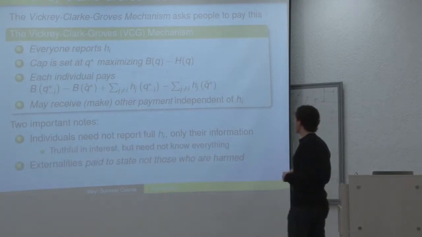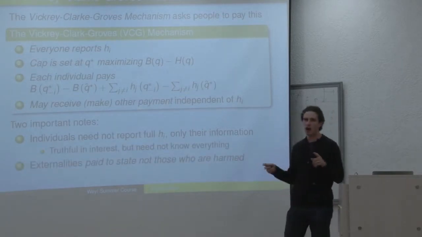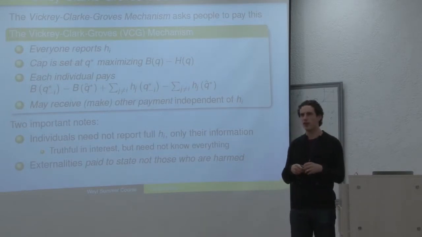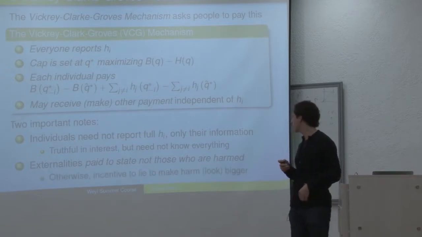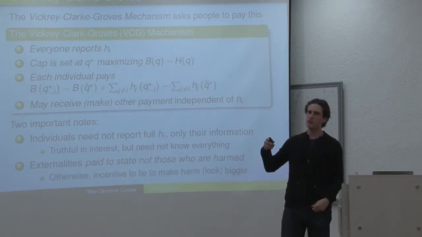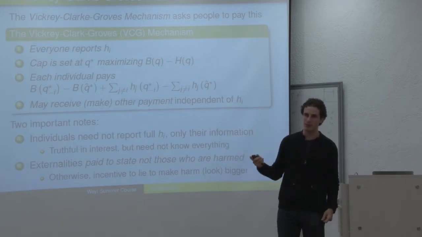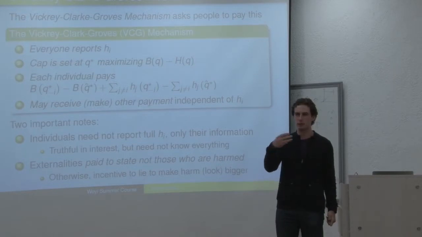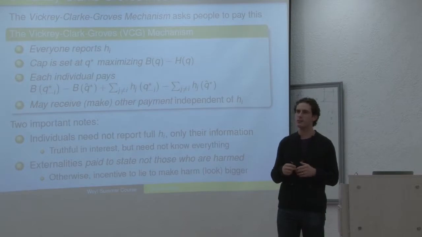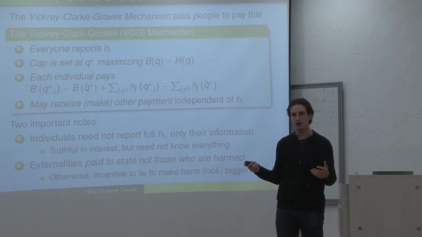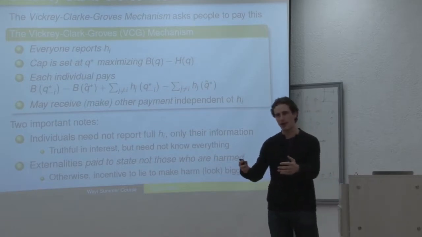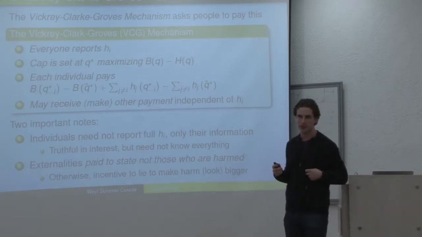Second, the externalities are paid not to the people who are harmed by the externalities, but to some centralized government clearinghouse. Why is that? Otherwise, if you pay it to the other people, they'd have an incentive to lie to make it look like they were more harmed, because then they know they would get more payments. This is a little bit like what we said with punitive damages, right? You don't want to pay the punitive damages to the people who are being harmed, because otherwise people have an incentive to put themselves in harm's way so that they would get these payments.